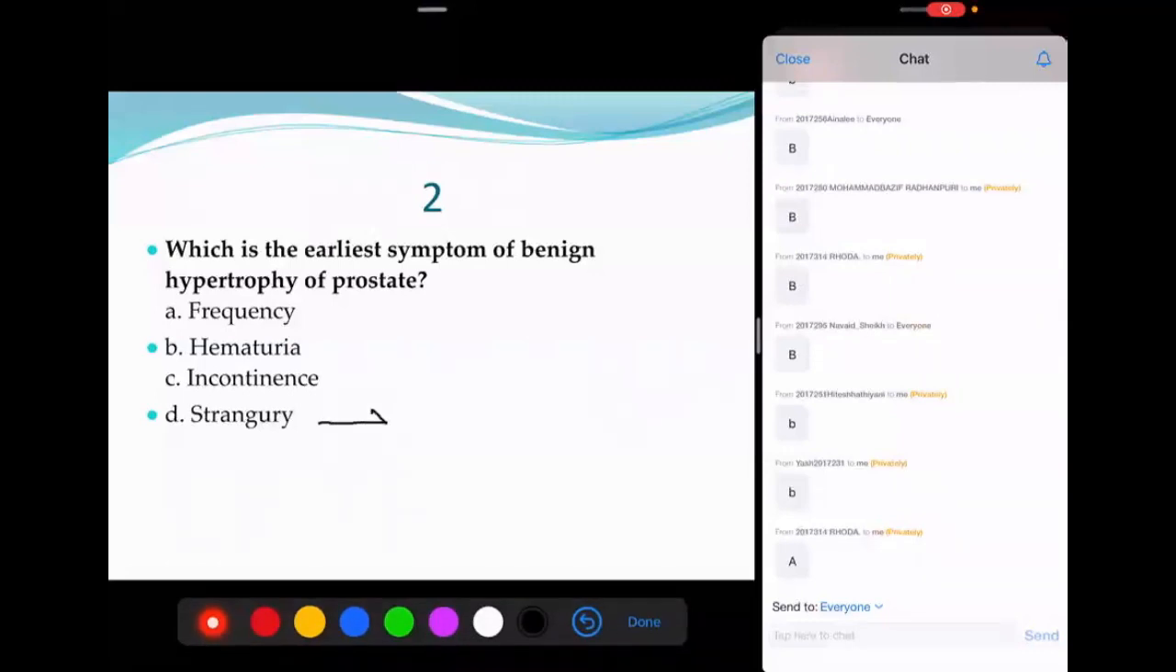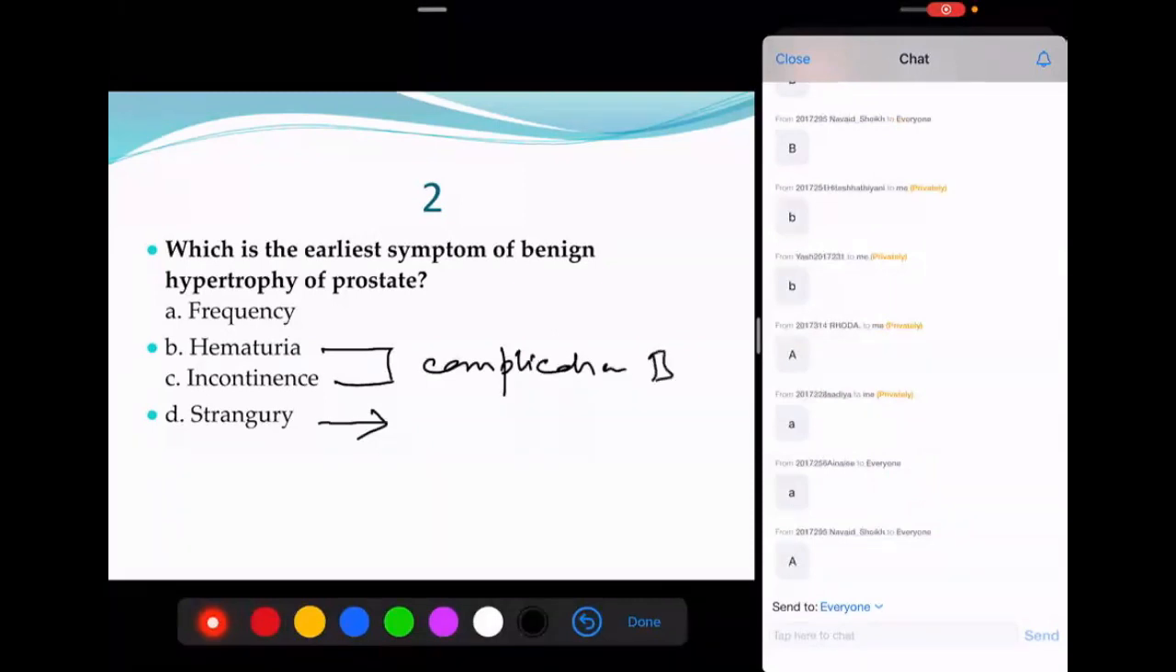Stranguary is the symptom of bladder stone. Incontinence and hematuria is a symptom of complication of BPH. Complication, not an early sign. So frequency is early symptoms among these symptoms. Okay.